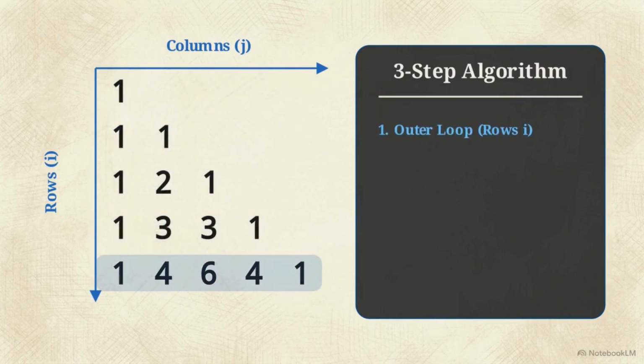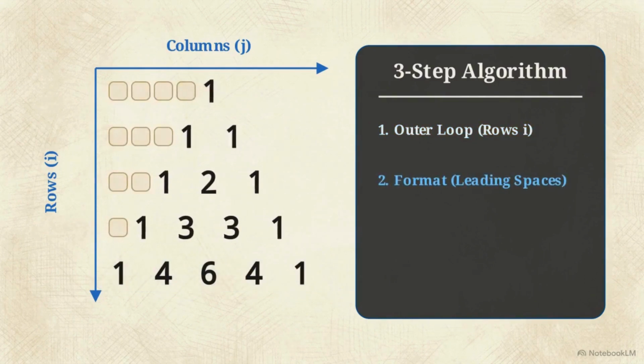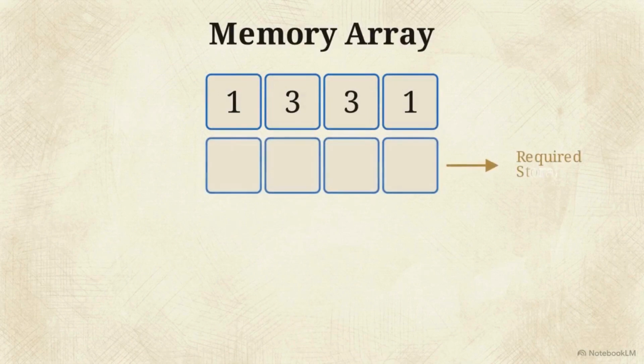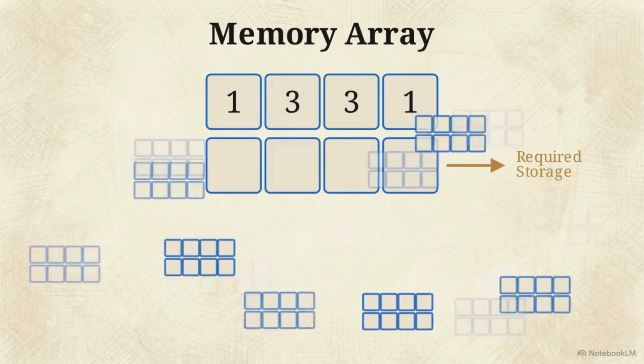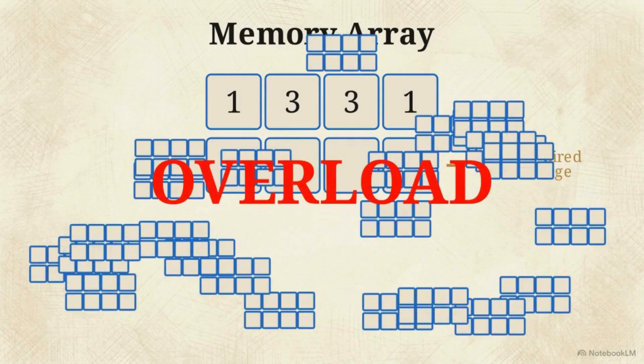First, an outer loop to move through each row. Second, a formatting step to print the leading spaces. Third, an inner loop to print the values for each column. You might be tempted to use a 2D array to store the previous row just to calculate the current one, but that forces the computer to use extra memory to remember what it just did.